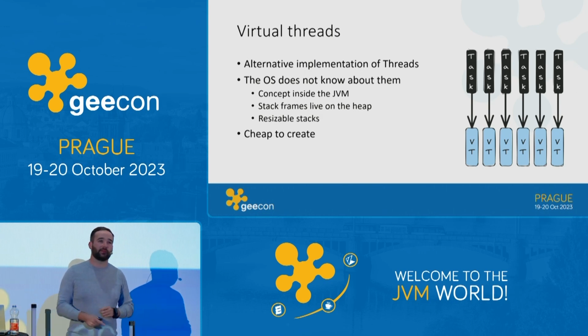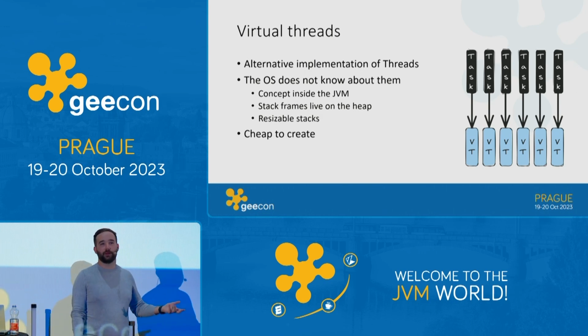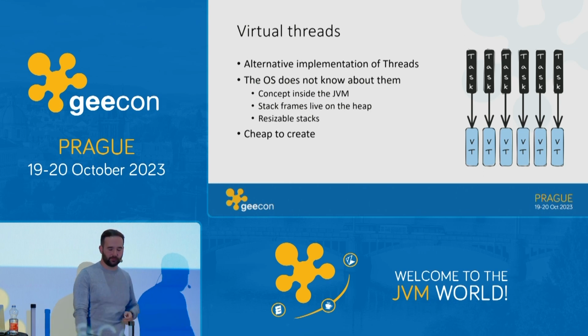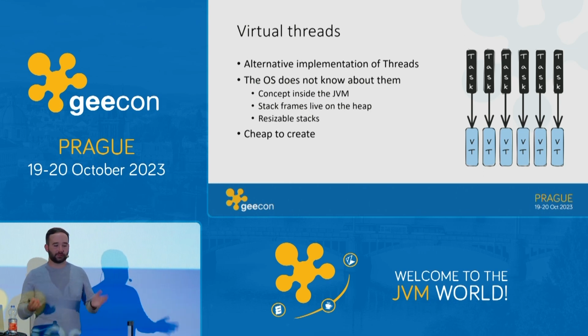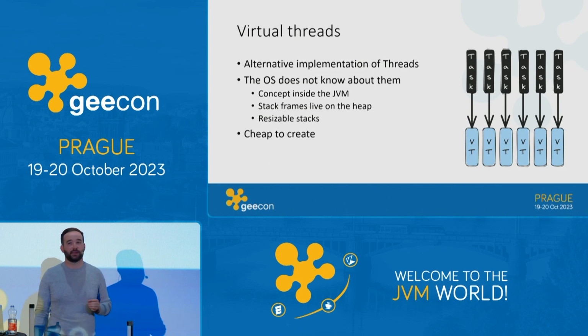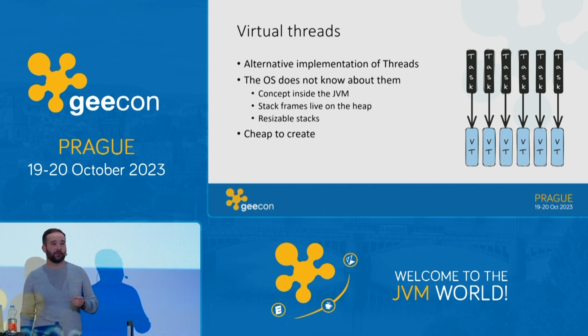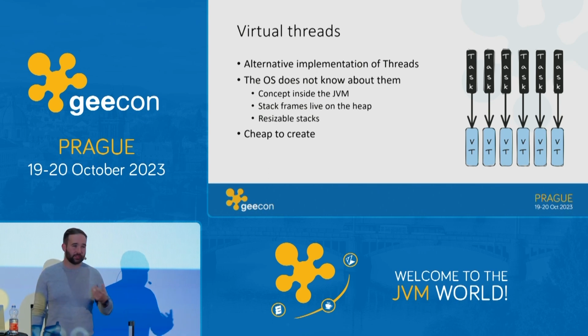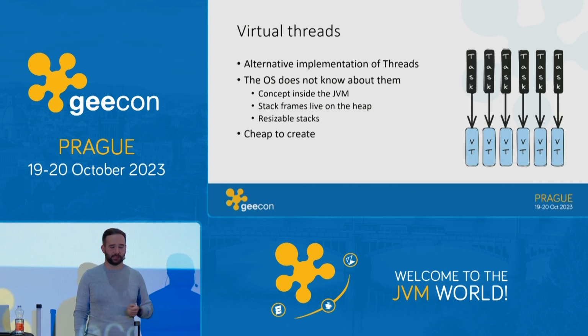So when I create a virtual thread, I don't have to go to my operating system and ask it to create a thread for me. I can just stay safe inside my application. And it does have some benefits. For example, if I want to create a virtual thread, I can just allocate a very tiny amount of memory in the heap for that virtual thread. So it can just start out with a few bytes.